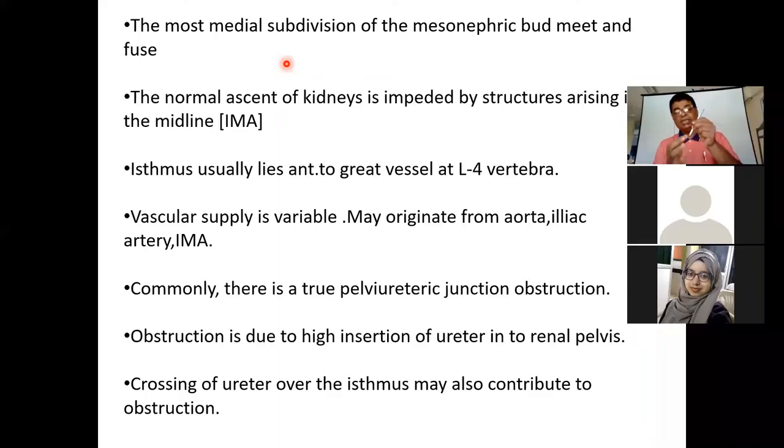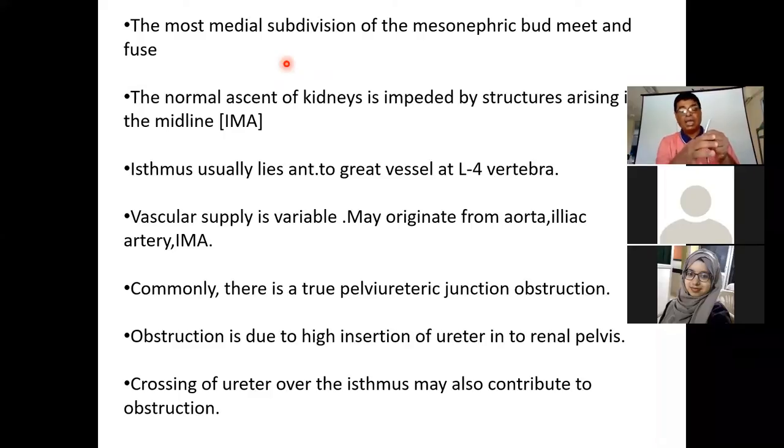Suppose the kidney is developing in the sacral region. Usually the kidneys remain isolated from one another, so they can easily ascend to the lumbar region. But when they are fused at the lower pole, during the ascent they cannot go to their original position, because when the isthmus comes close to the inferior mesenteric artery, the artery will not allow the kidney to go further up. It will be arrested here in the region of the inferior mesenteric artery. Is it clear? So the horseshoe kidney will always remain in the lumbar region, at the L4 vertebral level.